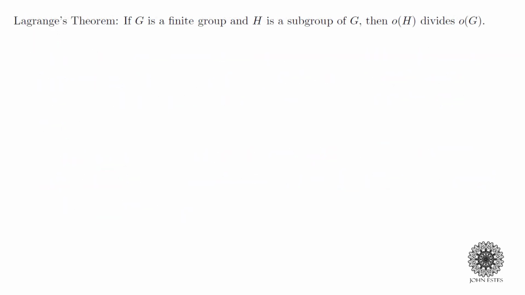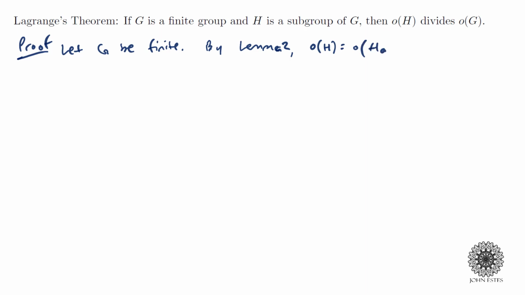Okay, so now we're finally at Lagrange's theorem, which again says if G is a finite group and H is a subgroup of G, then the order of H divides the order of G. To prove this, we've already done the hard work with Lemma 1 and Lemma 2. So let G be finite. By Lemma 2, the order, or the cardinality, however you want to write that, of H is the same as the order of any coset. They're all the same cardinality.